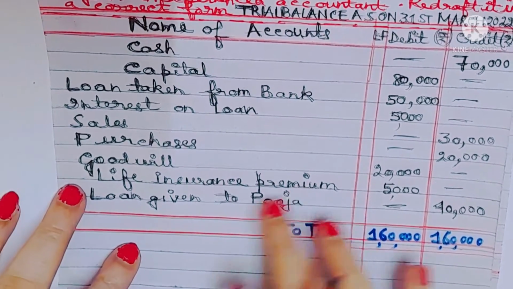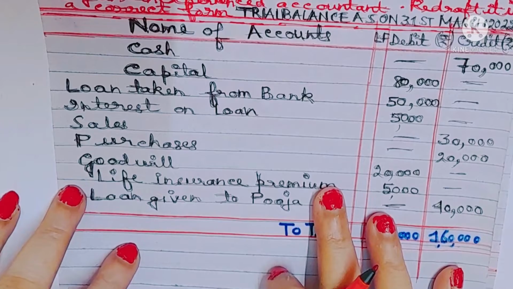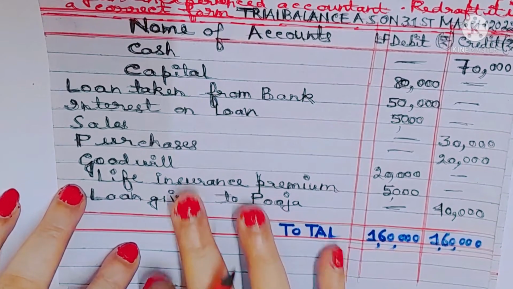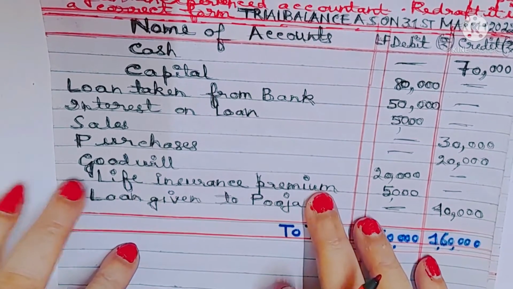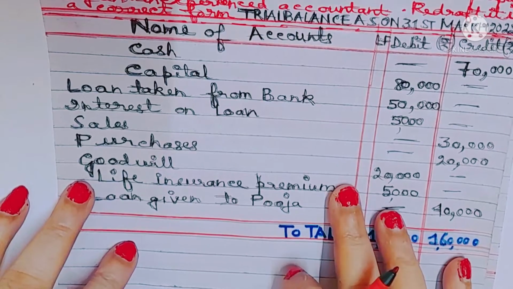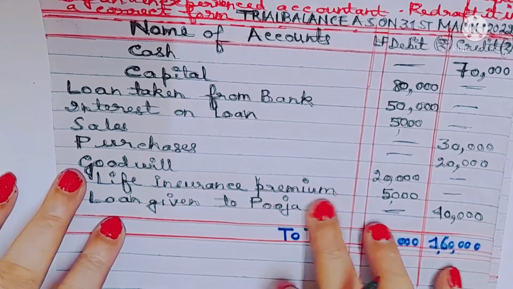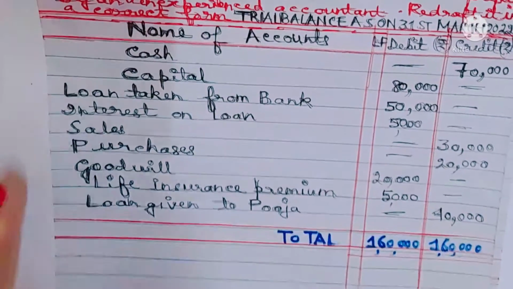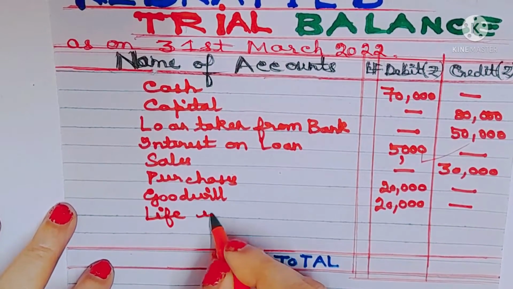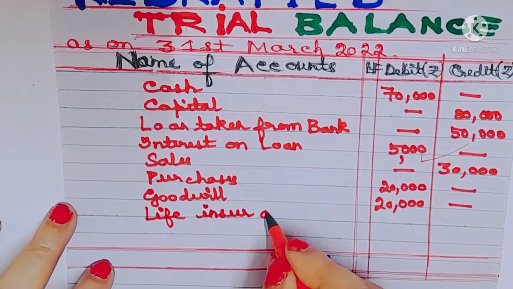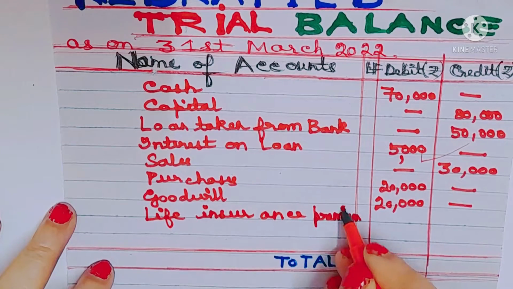Okay. So life insurance premium falls under personal account. According to personal account, the receiver of the benefit is debit. Here, when the proprietor withdraws money for his personal expense for paying life insurance premium, he is the receiver of money. Okay. So life insurance premium will be debited. Understood? And the accountant has written correctly 5,000. So let's write life insurance premium 5,000.